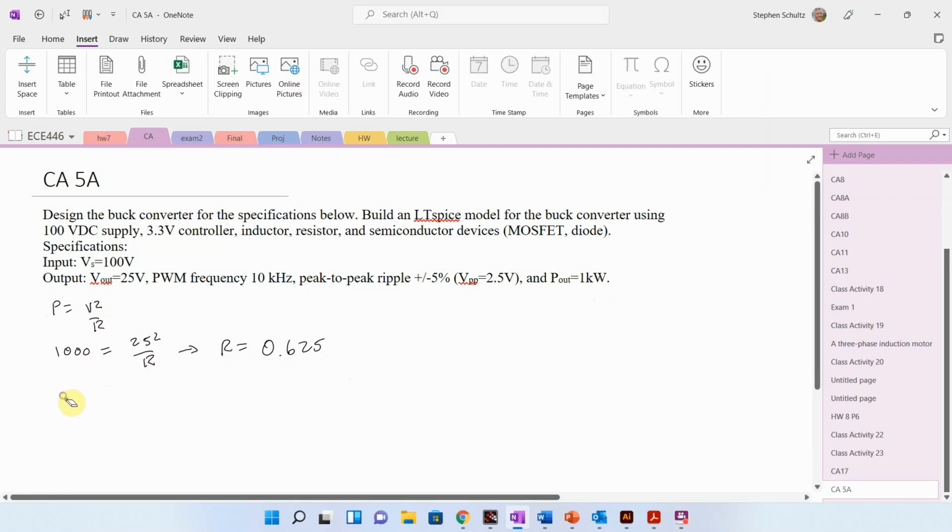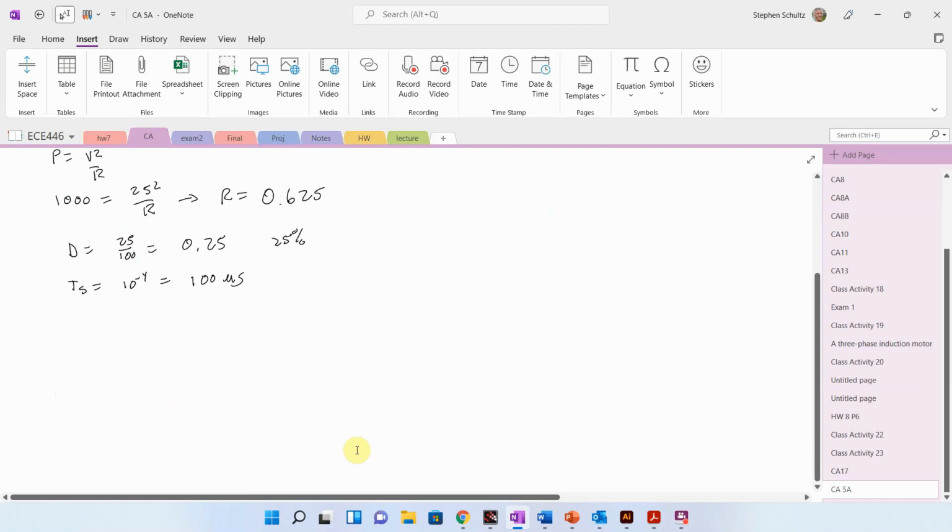The duty cycle is just going to be equal to 25 over 100, which is equal to 0.25 or 25%. And our frequency, our time period is going to be 10 to the minus 4, which is 100 microseconds. Okay, so then we want to look at our basic circuit.